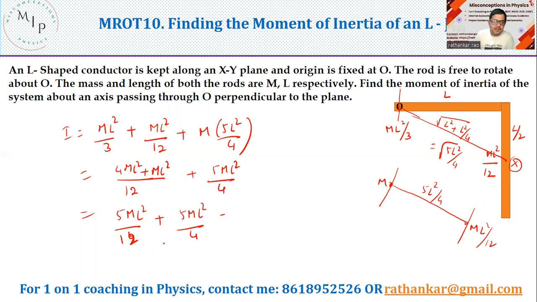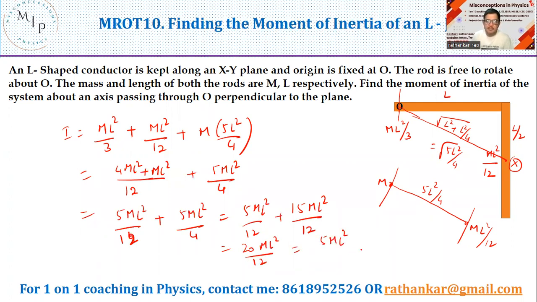Now I want to take the LCM here also. So 5ML square divided by 4, let me multiply this by 3, so I get 15ML square by 12. The 15 plus 5 will become 20ML square divided by 12, which should now be equal to 5ML square divided by 3. So this is the correct answer. Now we have arrived at the final solution.